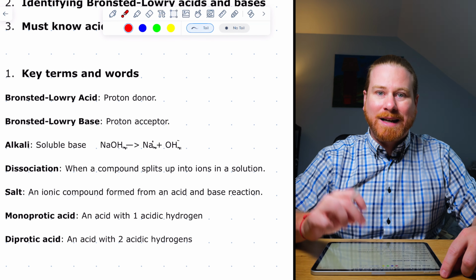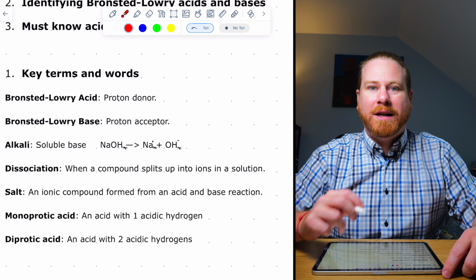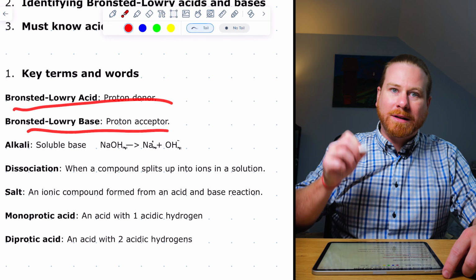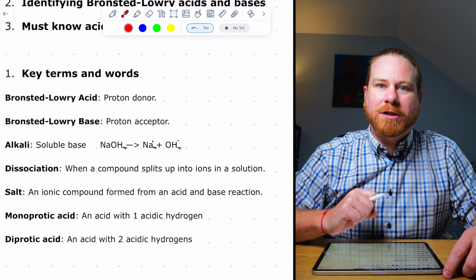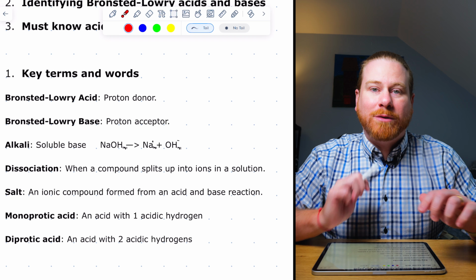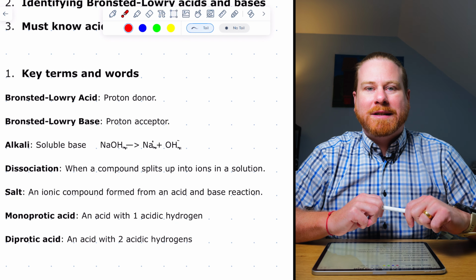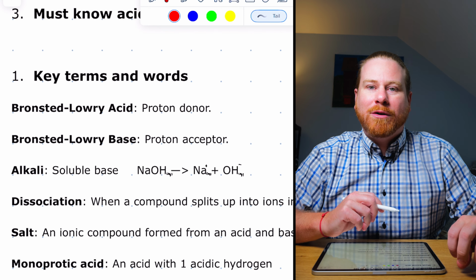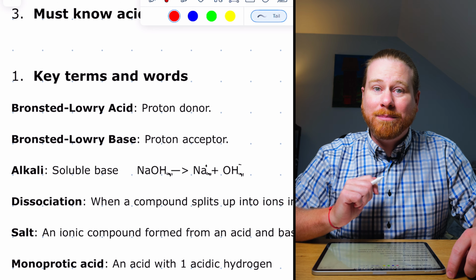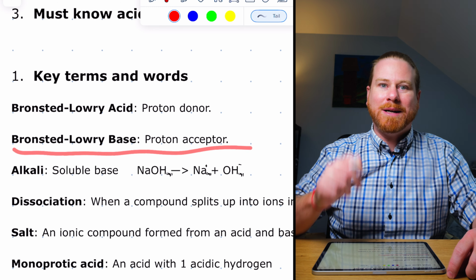So let's start with why we are here, Brønsted and Lowry. They came up with a really good definition of acids and bases, which works well for lots of different reactions, including reactions that don't take place in water. So the Brønsted-Lowry model states that an acid is a proton donor and a base is a proton acceptor.